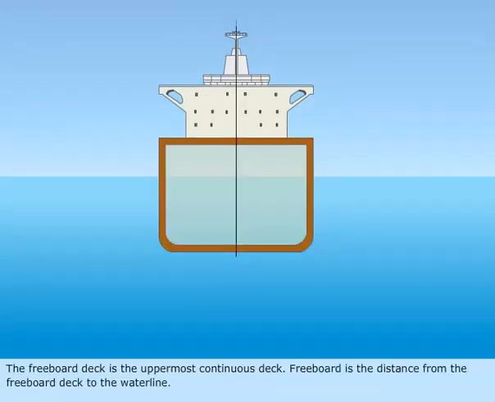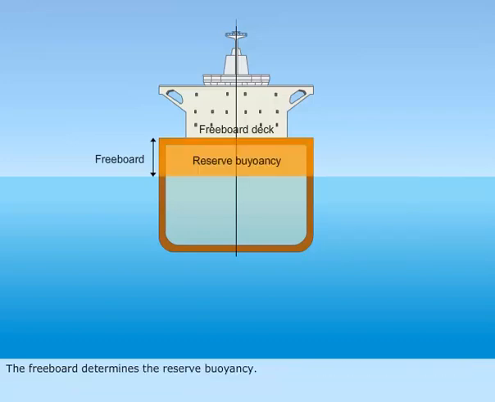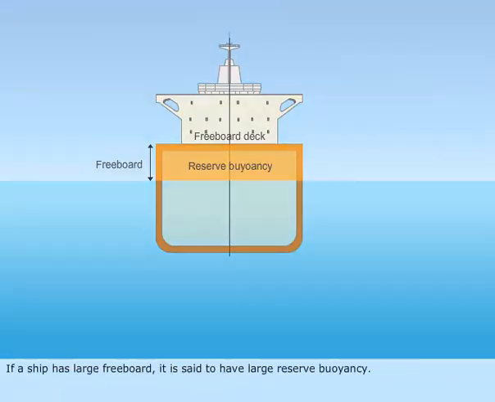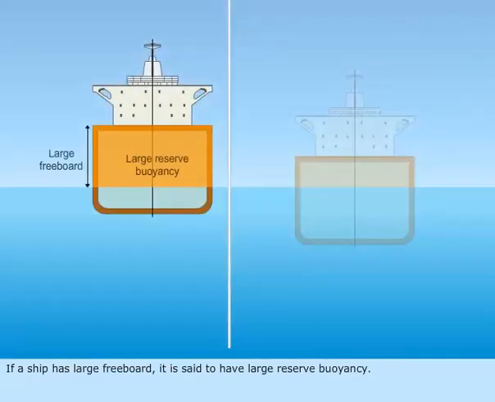The freeboard deck is the uppermost continuous deck. Freeboard is the distance from the freeboard deck to the waterline. The freeboard determines the reserve buoyancy. If a ship has large freeboard, it is said to have large reserve buoyancy.